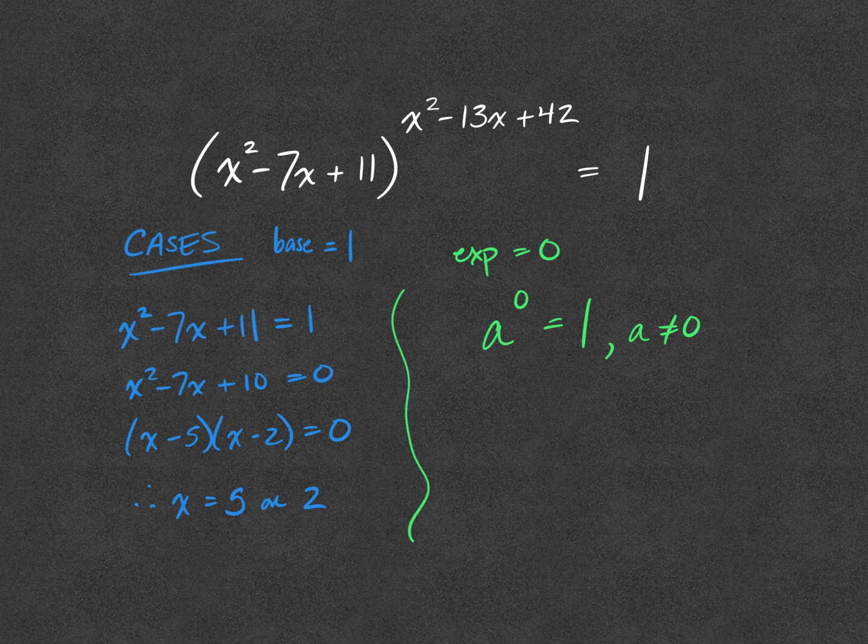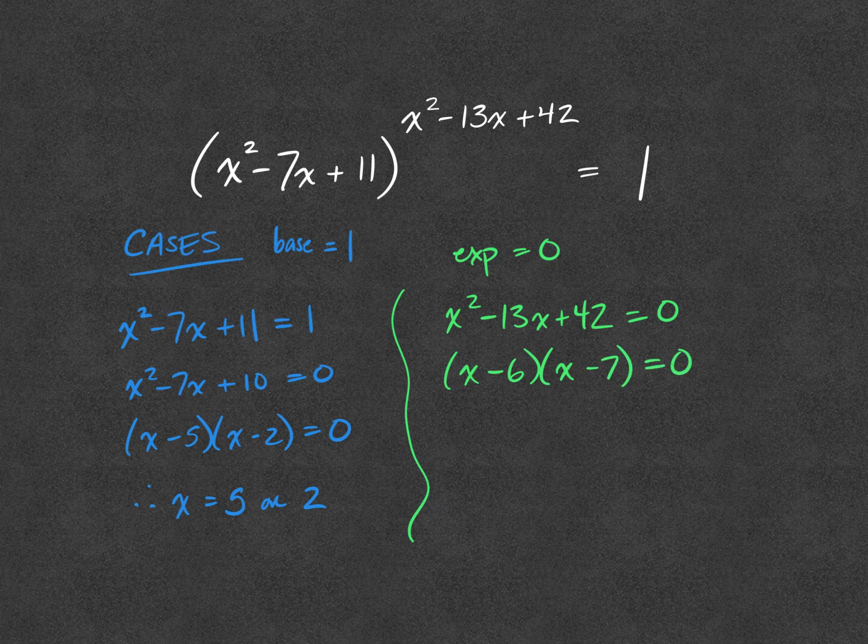So we followed through that. Well, what if my exponent equals 0? So I set my exponent equal to a value of 0. And same thing, I can't put my x's together into one variable term, so I'm going to look to factor. Two numbers are multiplied to give 42 and add to give negative 13: negative 6 and negative 7. And therefore, I get 2 solutions that way. Nice.